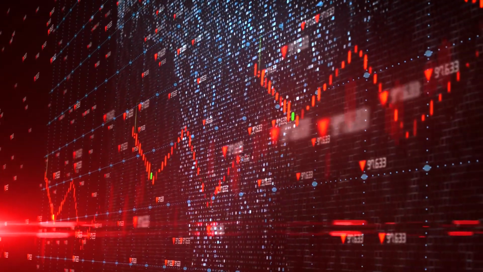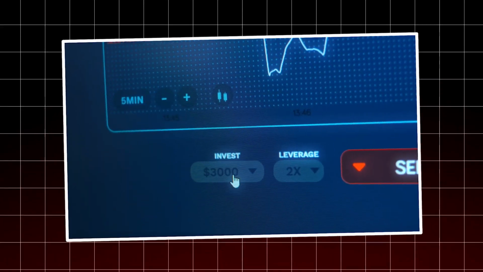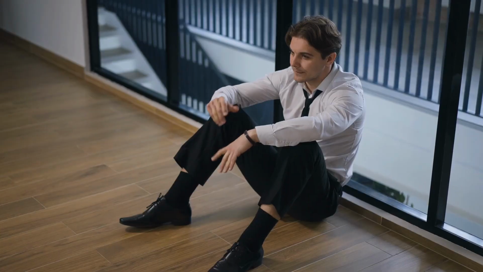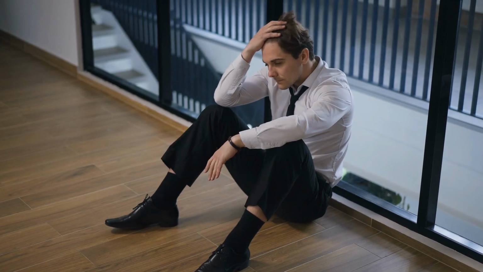Use stop-loss orders to limit your risk. This way, you can automatically sell a stock if it drops below a certain price, protecting your investment from unexpected losses.